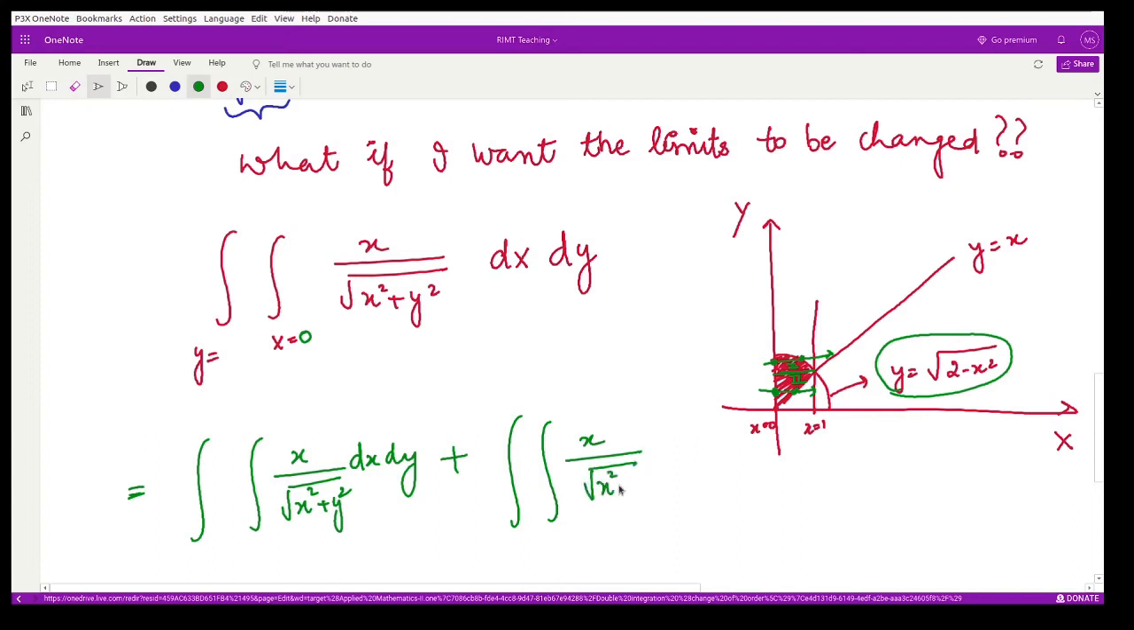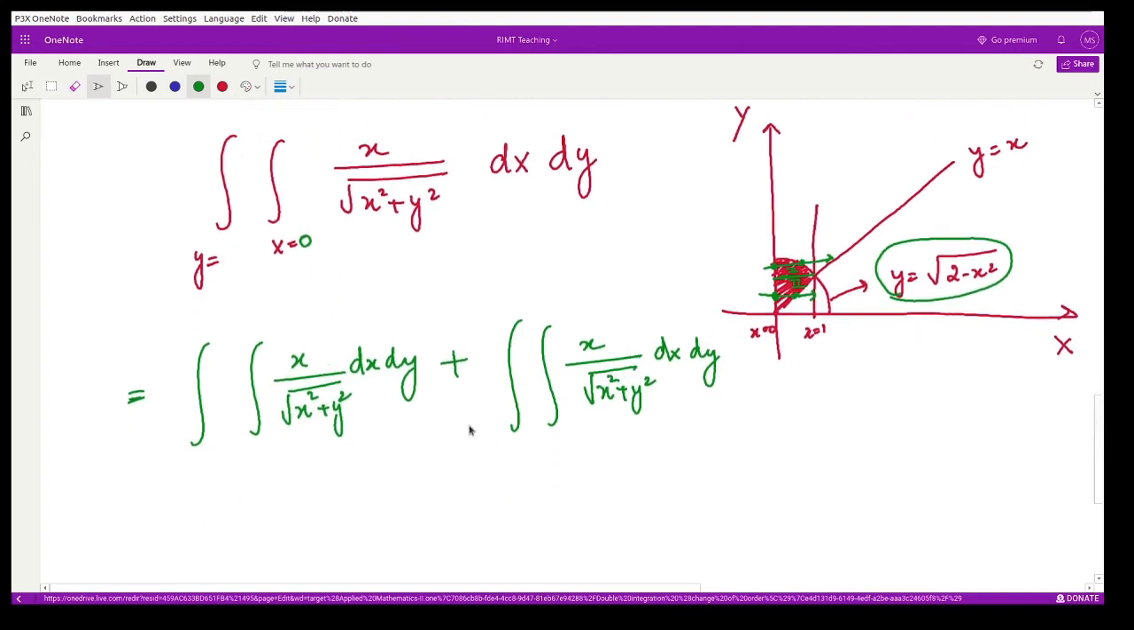So let's see how the limits change. In the first case, in the first region, if this is your horizontal line, the lower limit of x is equal to 0, and the upper limit of x is according to this curve. This curve is x square plus y square is equal to 2. So from here you obtain x is equal to square root of 2 minus y square. So you have the value square root of 2 minus y square here.